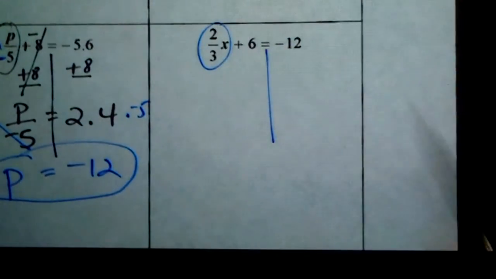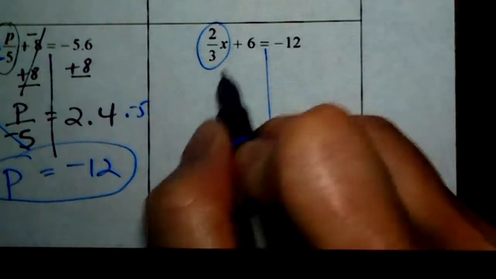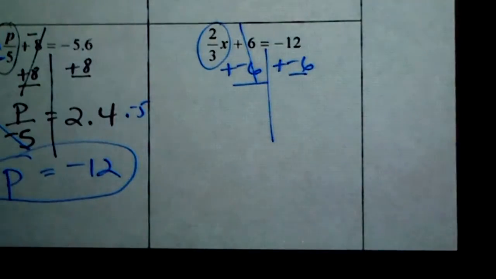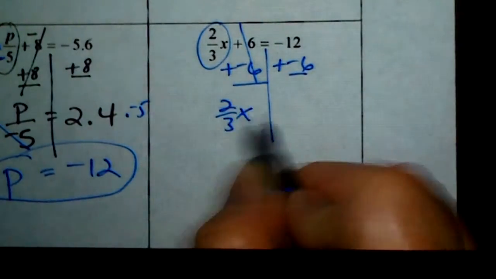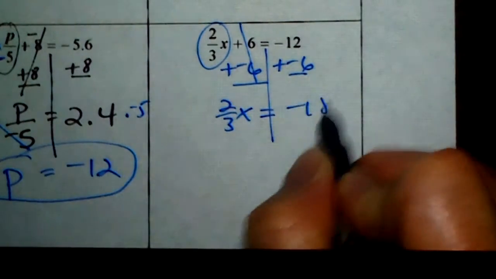Here's my variable term, 2/3 x. I want this 6 that's being added to go away, so I'm going to add the opposite of it. Those are gone. 2/3 x is what's left, and negative 12 plus negative 6 is negative 18.